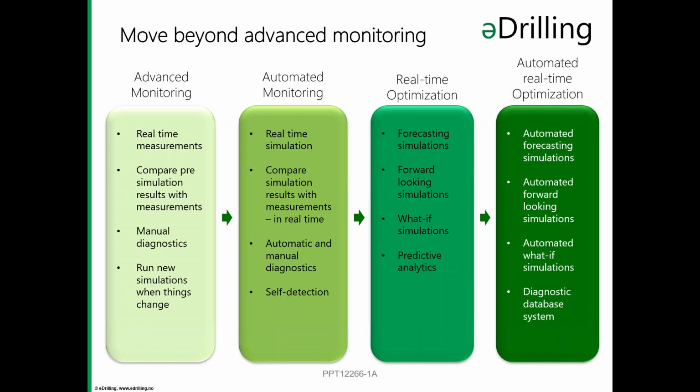In automated monitoring, you have real-time simulation from the digital twin, and you compare that to the measurements in real time. This enables automatic diagnostics in addition to manual diagnostics in the operation. It also allows you to detect things happening in the well earlier than the naked eye. So you can imagine that with self-detection, you have a more advanced level than what you have with advanced monitoring.